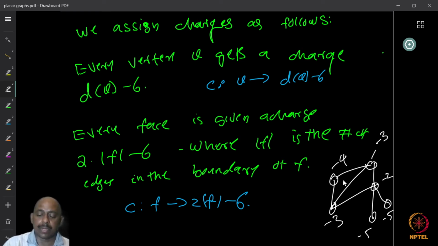Therefore, if you look at this face, it has 3 edges in the boundary, so its length is 3. So its charge will be 2 into 3 minus 6, which is 0. But if you look at the outer face, it has 1, 2, 3, 4, 5, and 6 edges. So it has 2 into 6, 12 minus 6, which is plus 6 for the outer face. So this way you assign charges to the graph.